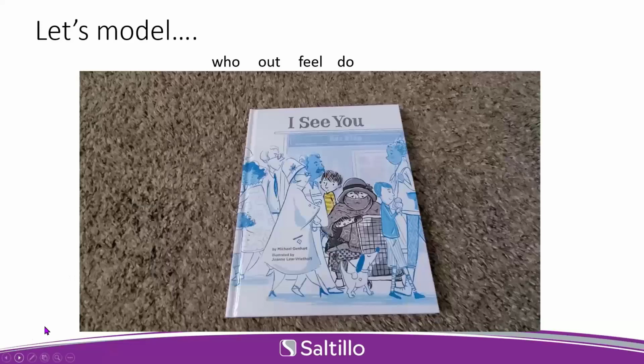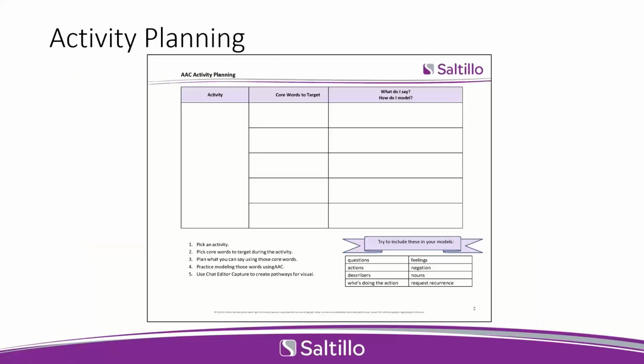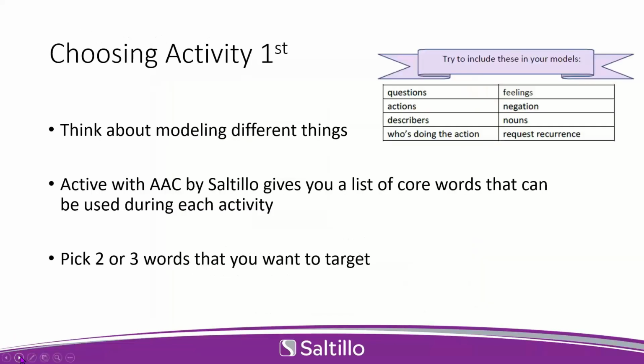But let's look at another option, and that's to pick one activity and then select what core words could be targeted during that activity. So this is when you really want to think about what your student likes to do or what is in the daily routine. Once you have picked out an activity, then think about a couple of words that you could target during that activity. A great resource for this is Active with AAC, which is in the Saltillo chat corner.